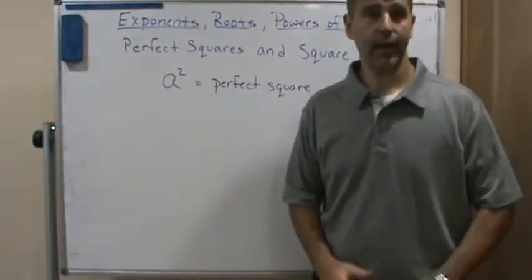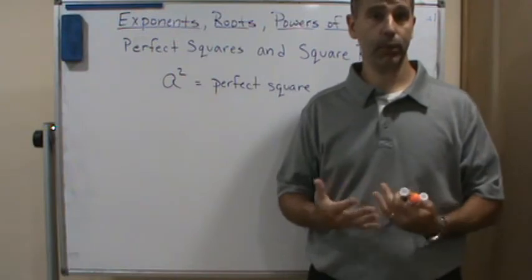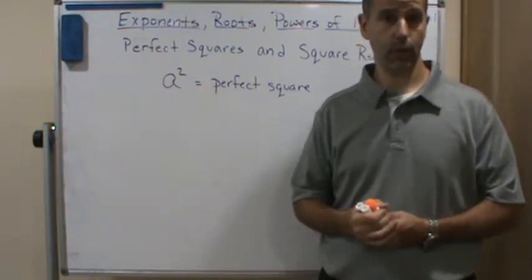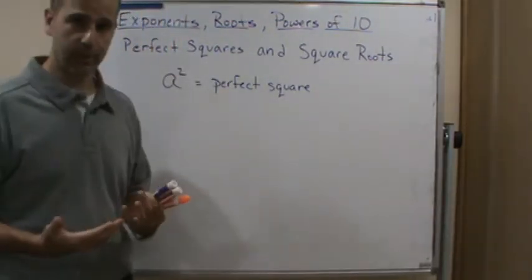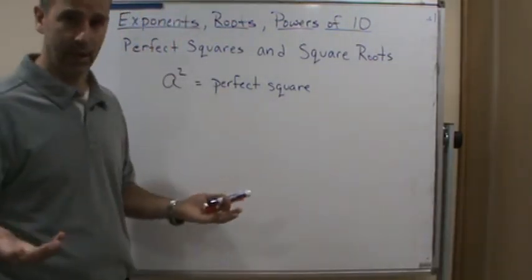Okay, hello. So now we're going to talk about perfect squares and square roots. Okay, so let's start with perfect squares. So what is a perfect square? Well, it's a square of a number.